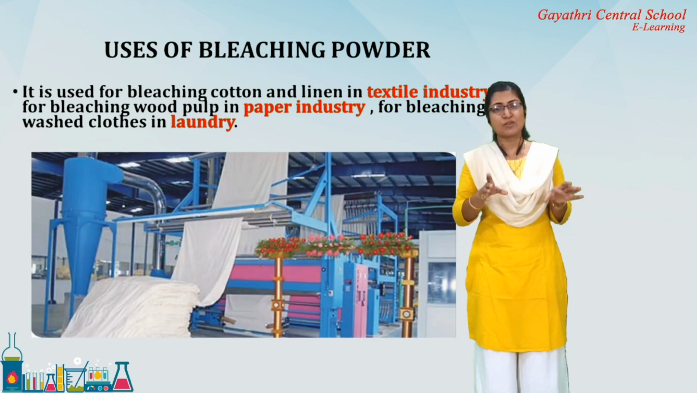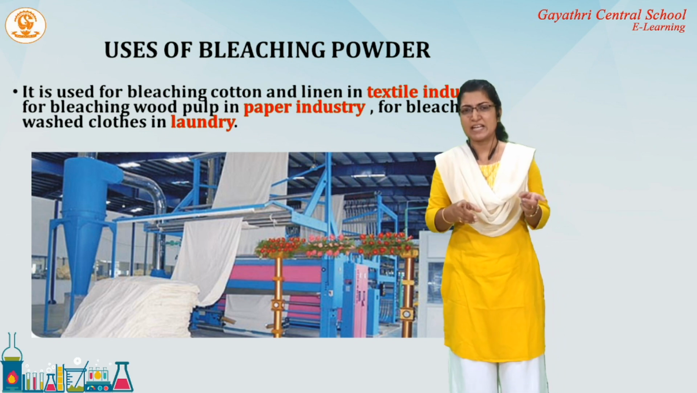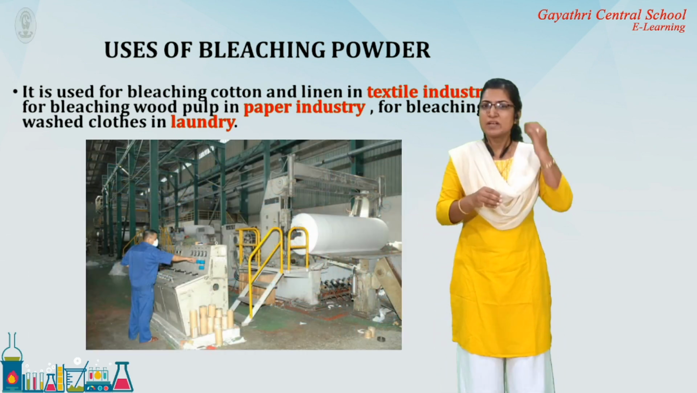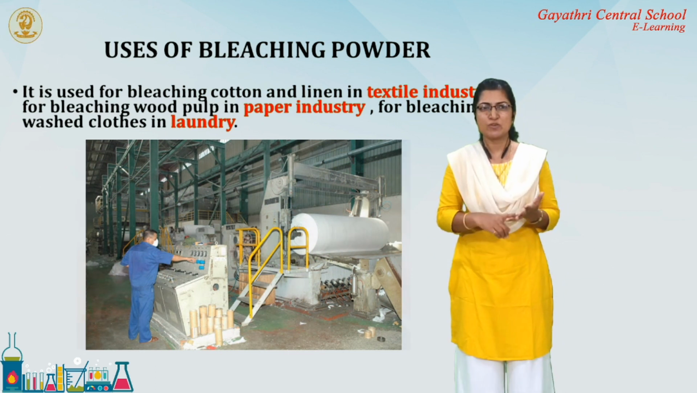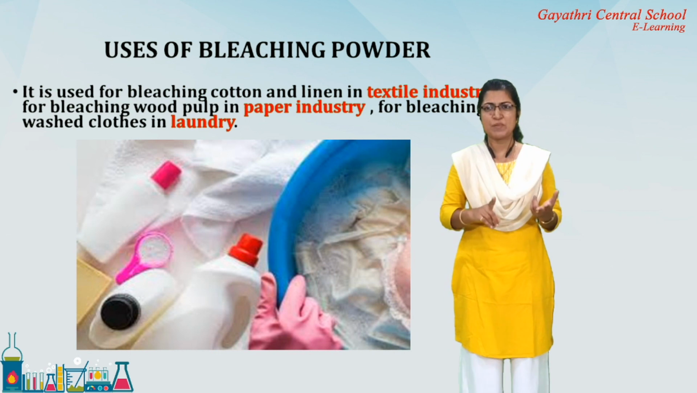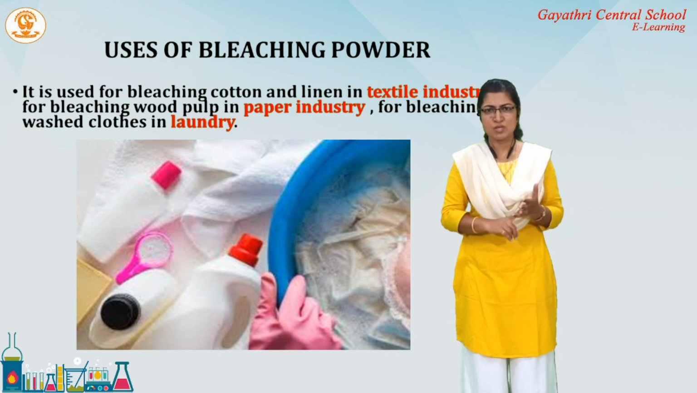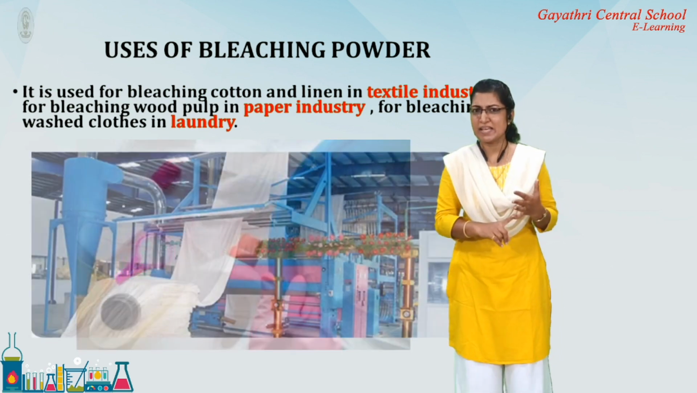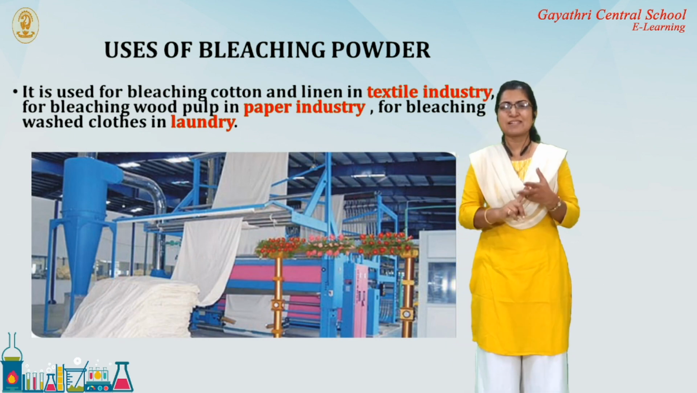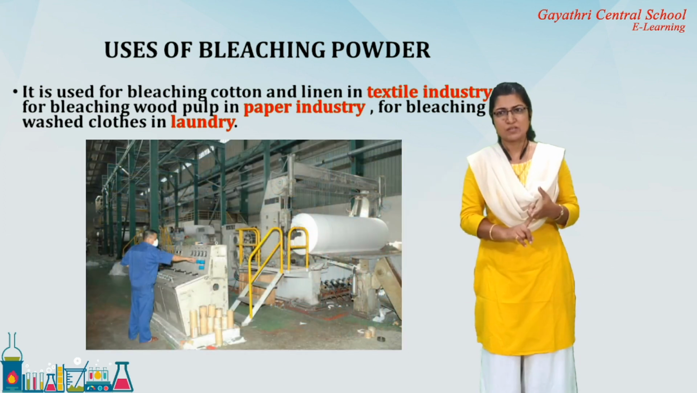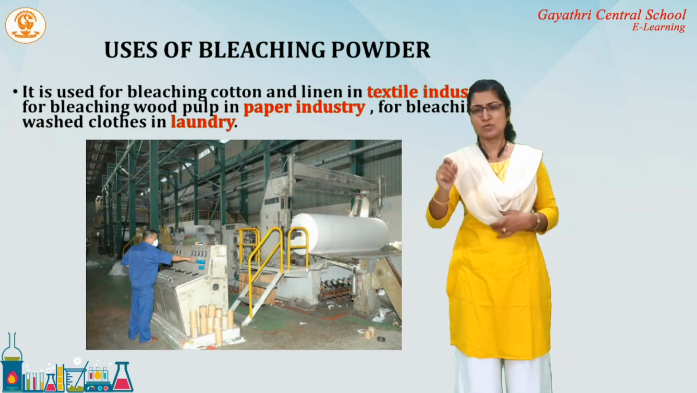Then it is also used in laundries, isn't it? After washing the clothes, if you want to make your clothes much cleaner, that time also we use this bleaching powder. So the bleaching powder is used in textile industries, in paper industries, and also in laundries. That is the main use of bleaching powder.